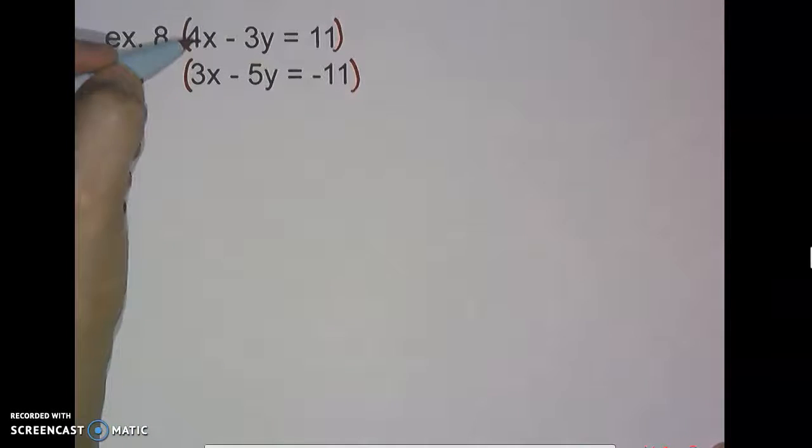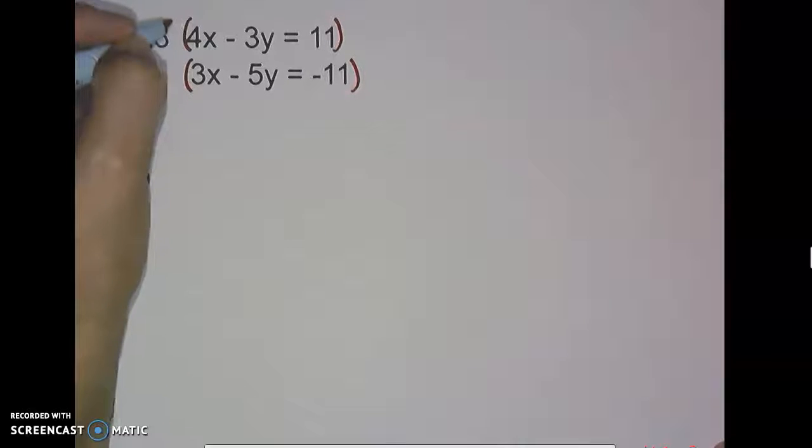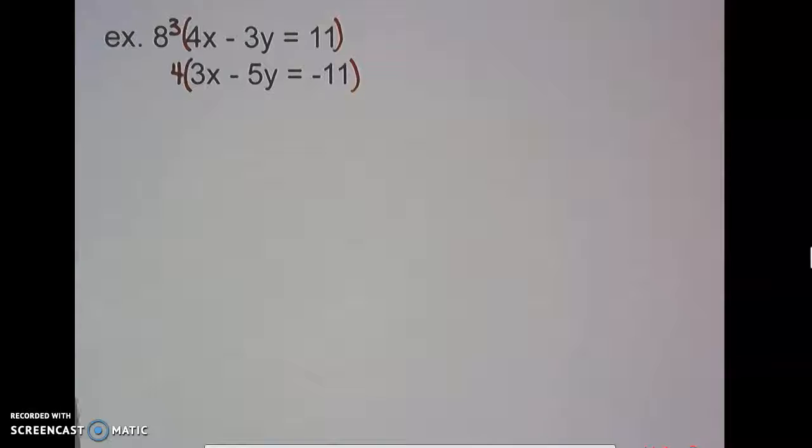So if I want the 3 and the 4 to have the same coefficient, I'm going to bring this 3 up top here and the 4 down here. Now if I leave it just like that, both of these are going to be a positive 12x when we multiply them. So we need to make one of them be negative. It does not matter which one you make negative, you just need to make one of them negative.